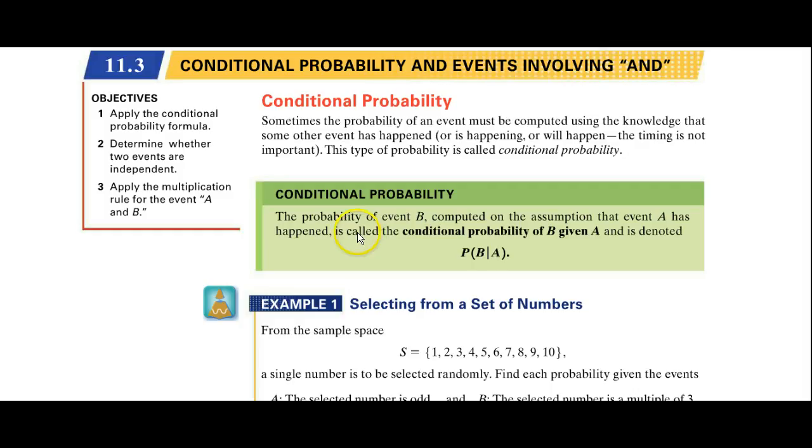And the rule: the probability of event B computed on the assumption that event A, this is some other event that has happened or will happen, is called the conditional probability of B given A, and is denoted the conditional probability of B given event A.